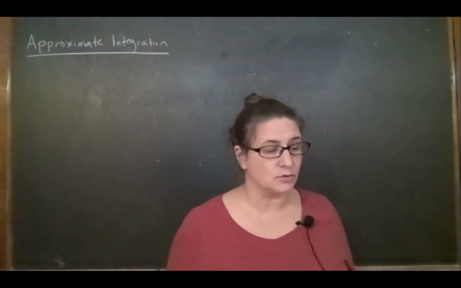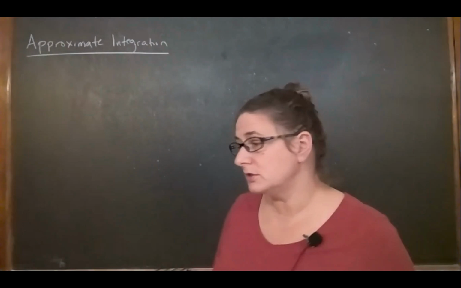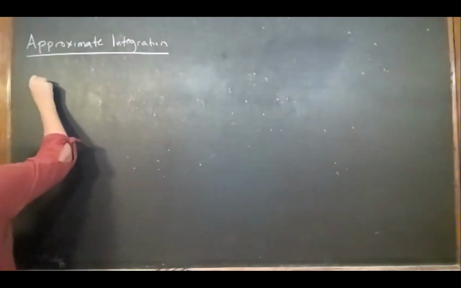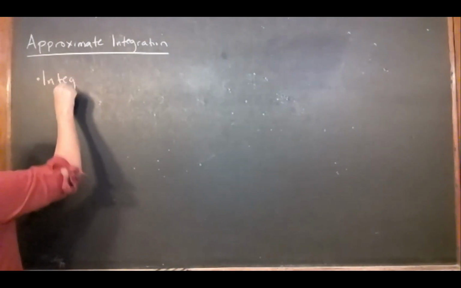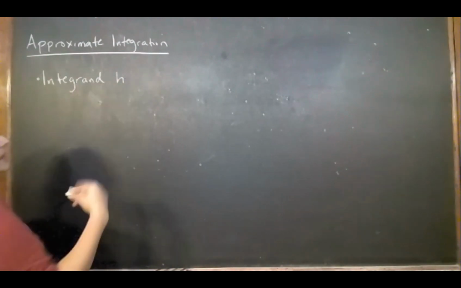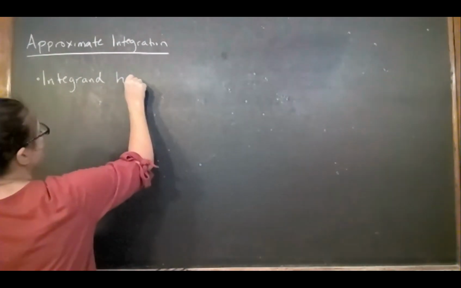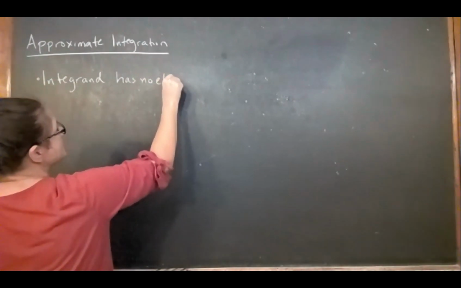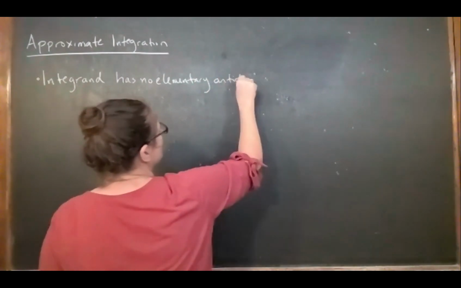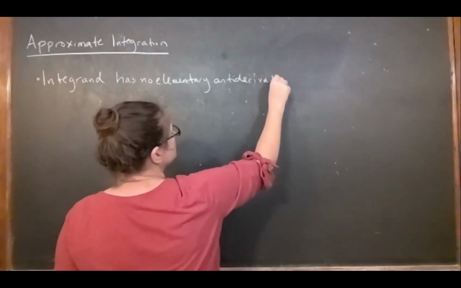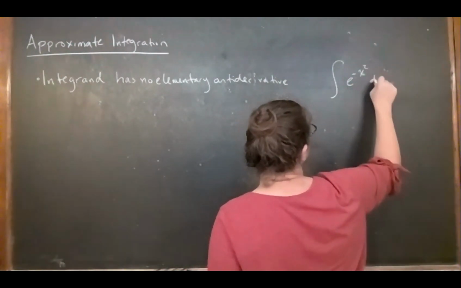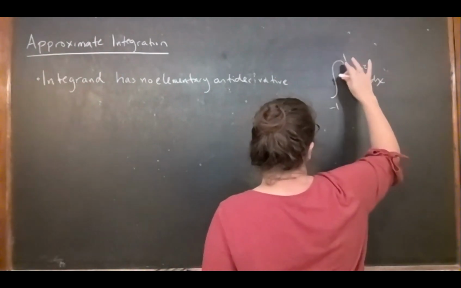But first, I'd like to ask, well, why would we have to do that? Well, it turns out for some integrals, you can't evaluate them exactly. So some integrands have no elementary antiderivative. So this should be, for example, a very famous one, the Gaussian. Let's say I want something like that, right?